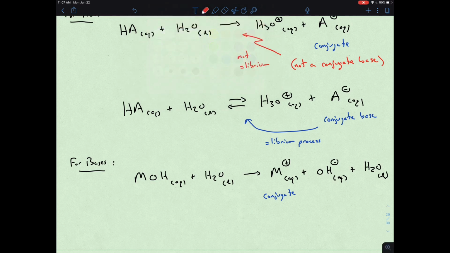However, this is not a conjugate acid, because there isn't an equilibrium process. So we're not going to see conjugates of metal hydroxides, just like we're not going to see conjugate bases of a strong acid like hydrochloric acid.